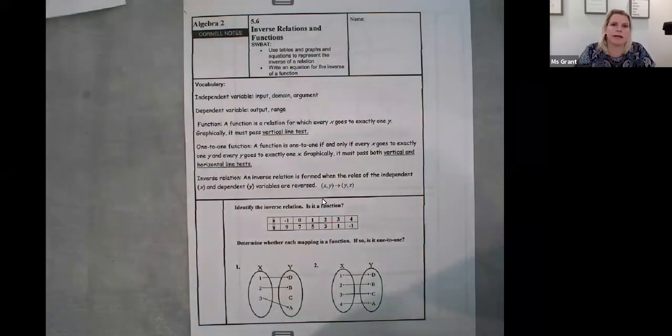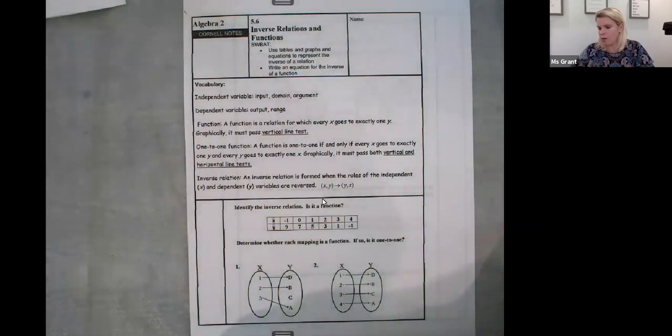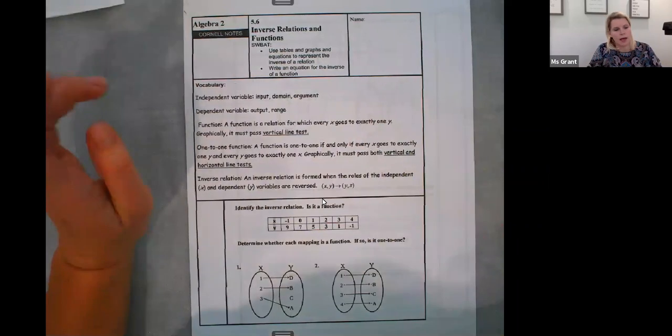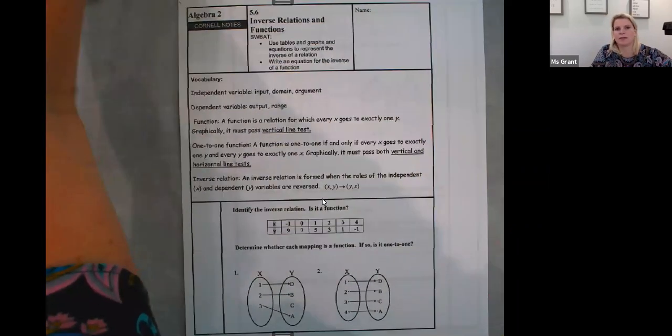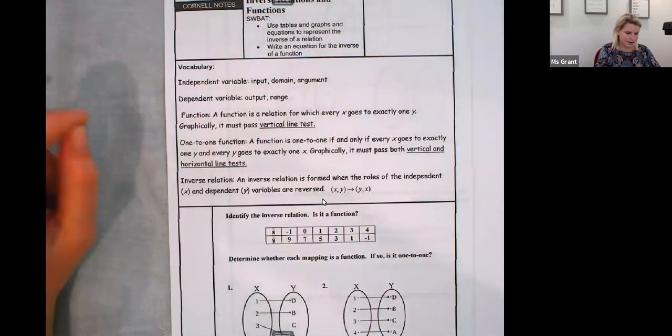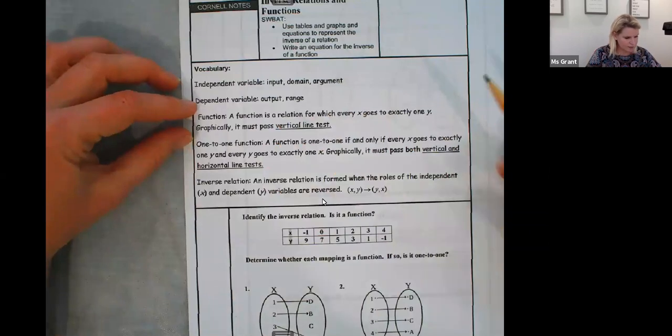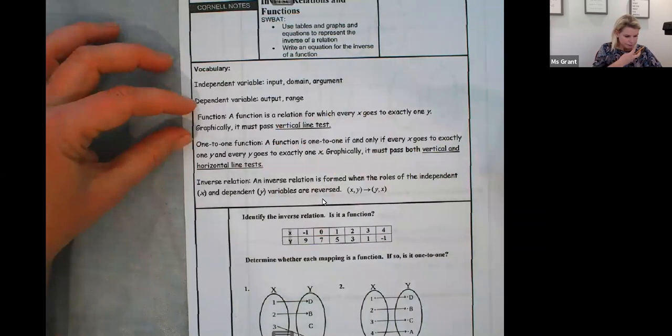All right, so we are doing inverse relations and functions, and we are going to talk about what a function is, if it's one-to-one, and also how to find the inverse of a function. So, some vocab words. Independent variable, it's either my domain, my input, an argument if it's a word problem or a real life scenario. Dependent variable is my output or my range.